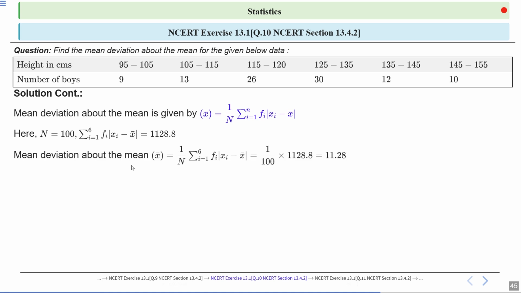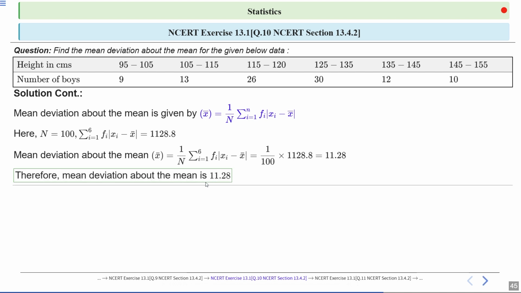Mean deviation about the mean is equal to 1 by n summation i equal to 1 to 6 fi times absolute value of xi minus x bar, this is equal to 1 by 100 times 1128.8, and this is equal to 11.28. Therefore mean deviation about the mean is 11.28. So I hope this question is clear to all of you.